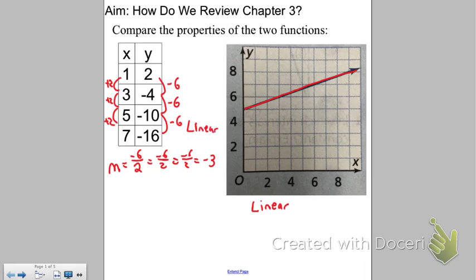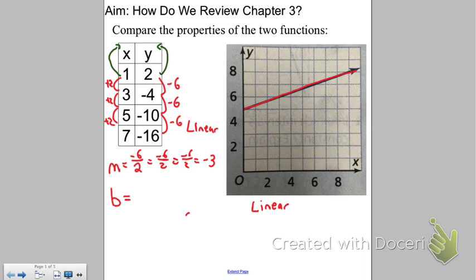So since they are both linear, I'm going to compare my slopes and my y-intercept for both of them. I already have my slope for my table as negative 3. Now I'm going to determine my y-intercept. To determine the y-intercept, I can just work backwards in my table.